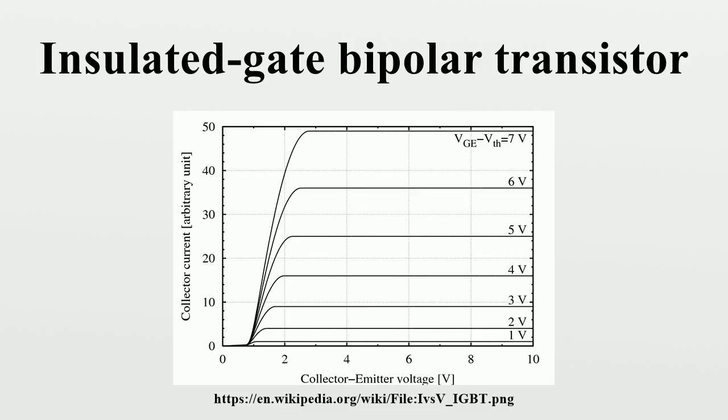In general, high voltage, high current and low switching frequencies favor the IGBT, while low voltage, low current and high switching frequencies are the domain of the MOSFET.